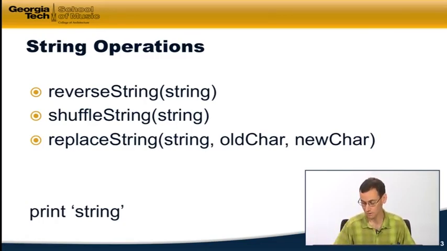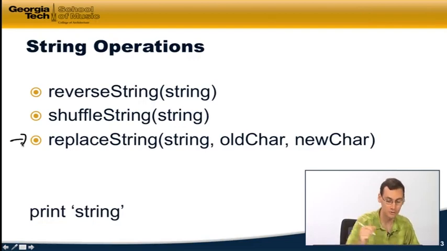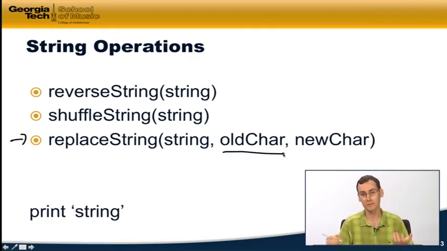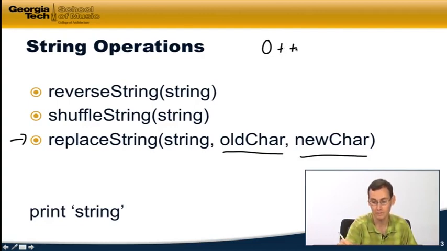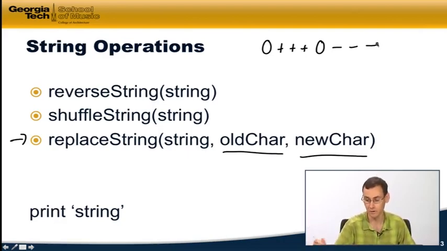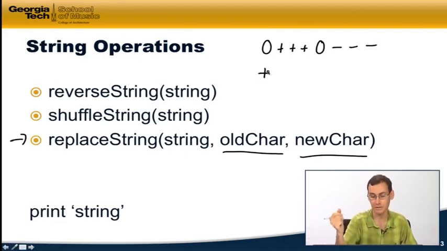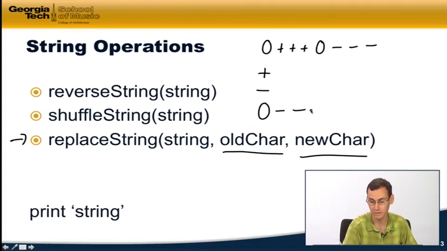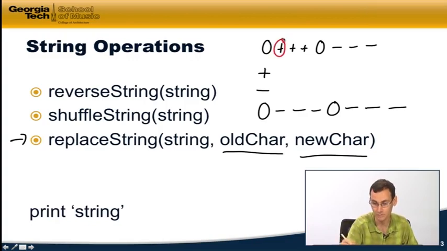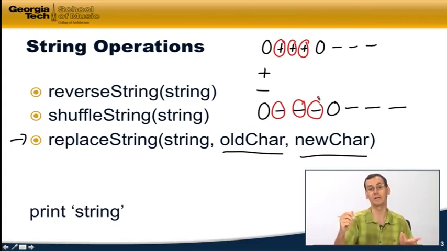And the third one that I want to look at is replace string. So this takes a character that might appear in the string already, takes every instance of it and replaces it with a new character. So for example, if my string were 0 plus plus plus 0 minus minus minus, and I wanted to search for all occurrences of my old character plus and replace it with a new character minus, then it would turn this into 0 minus minus minus 0 minus minus minus, taking basically all instances that it found of the plus sign and turning them into minus signs. So it would turn those ties into rests.